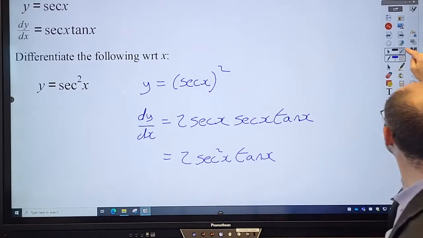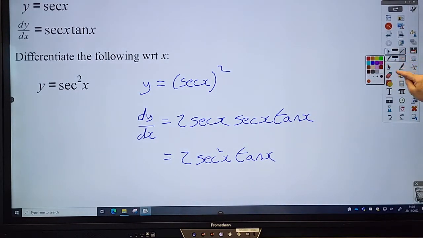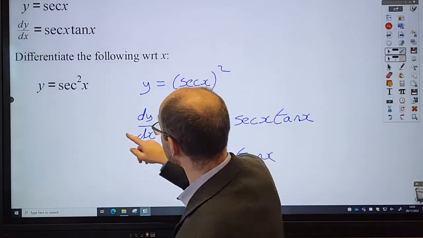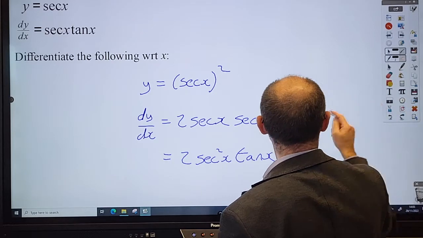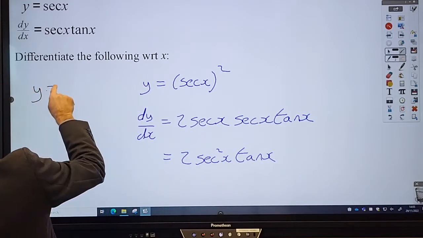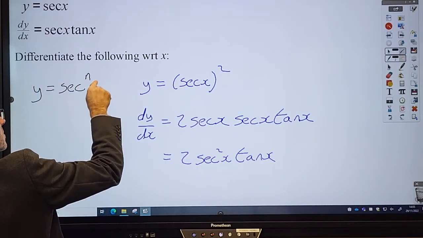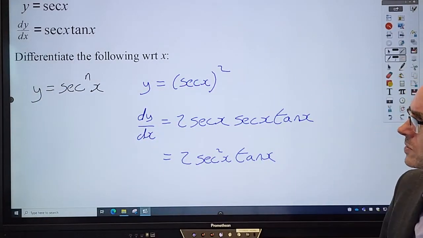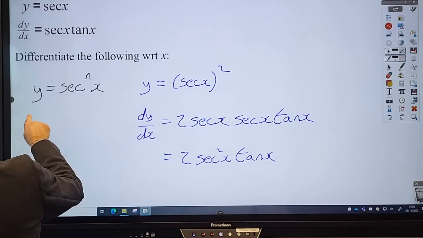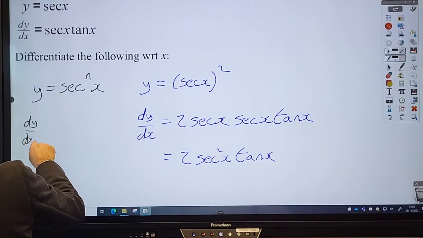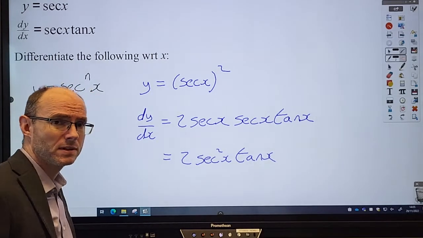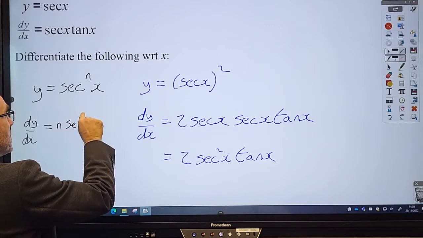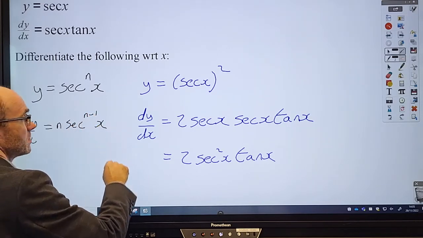Next, I'm going to do another one. This time, let's look at what happens when we try to differentiate y equals, let's be bold, shall we? Let's go straight into sec to the power of n x. And then you can write this down as a general result. We're using the same principle. You can write that as sec x to the power of n, then put the power in front, so it becomes n sec to the power of n minus 1 x.